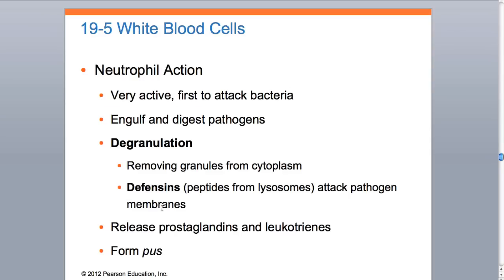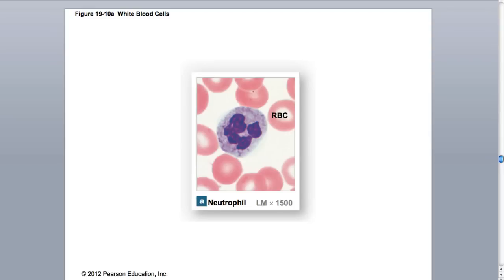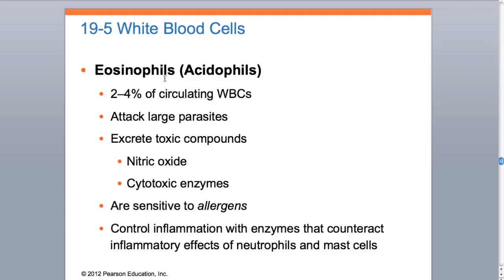Okay. This slide, don't care too much about it, but I do want you to know these two terms at the bottom. So prostaglandins and leukotrienes. Be aware of these two terms. This next slide, don't care for, we already saw it. And now we move to eosinophils.